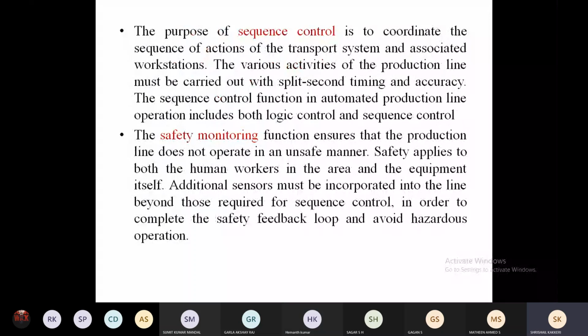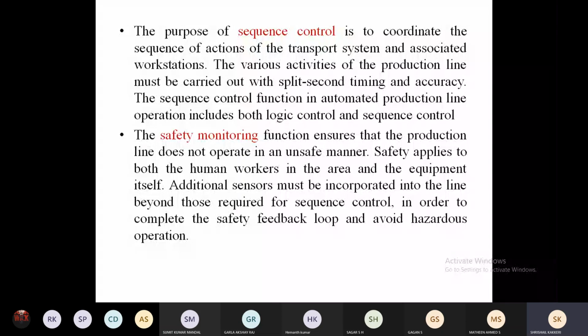Not system, the work volume or work area. For example, you are sitting in an examination. On a table you are going to keep your papers and all, and you are given a certain specified area only. Within this you have to act. You should not cross this. That is your work volume.